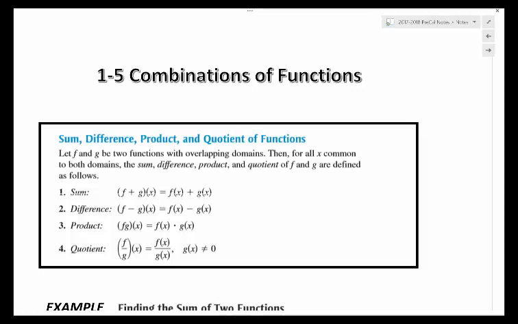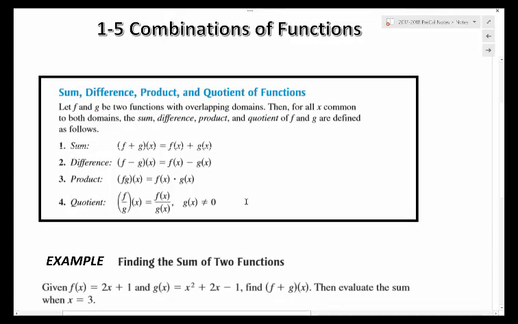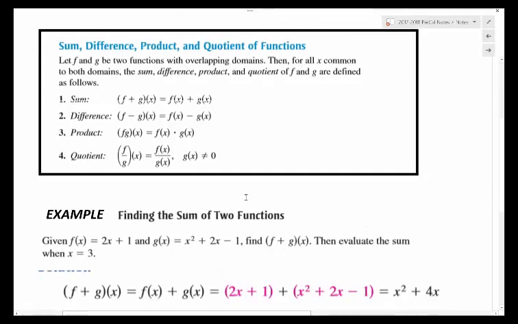These are going to be just some very basic operations, hopefully not too challenging, mostly in with combining like terms. So for example, finding the sum of two functions. Given that f of x equals 2x plus 1 and g of x is x squared plus 2x minus 1, find the sum of f and g of x. Then evaluate the sum when x equals 3. Now, if I were to tell you to find the sum of 3 and 7, you would just add them, right? That's all you're having to do here.